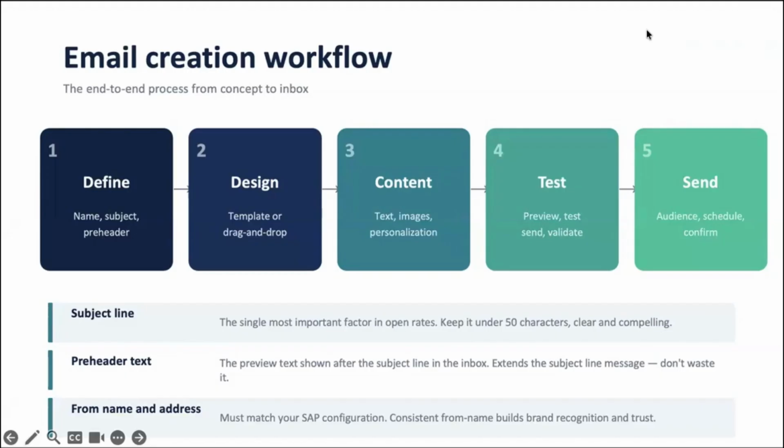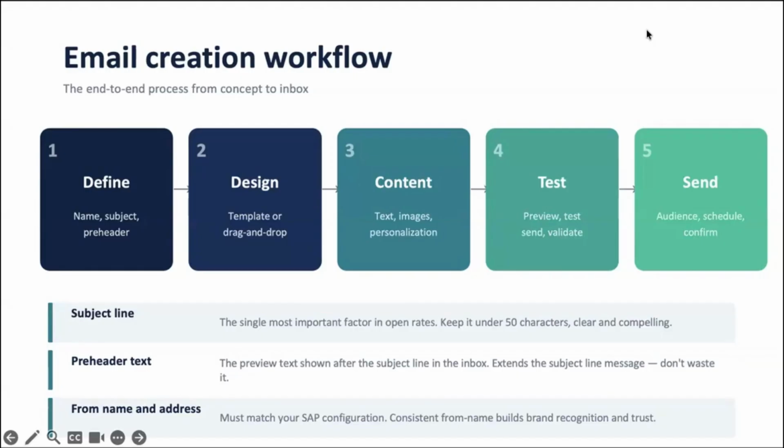Before opening Marketing Cloud and getting access, let's understand the full process of email creation. There are 5 stages. First, define. Here we define what is in the email, like the name, the subject, and the pre-header. Then we go to design. We design the template, whether it is drag and drop or HTML. Then we move over to content. What is inside the body? What are the images? What is the personalization? What we want to convey to the customer?